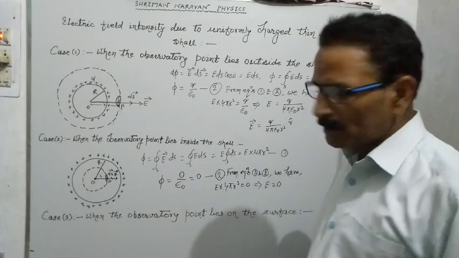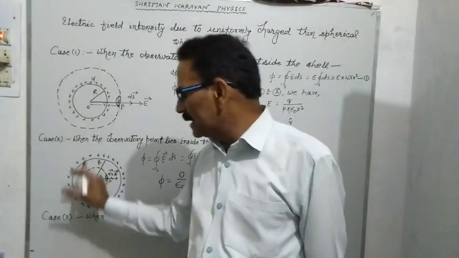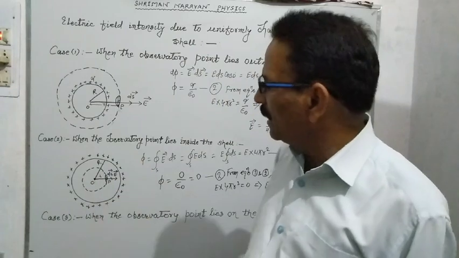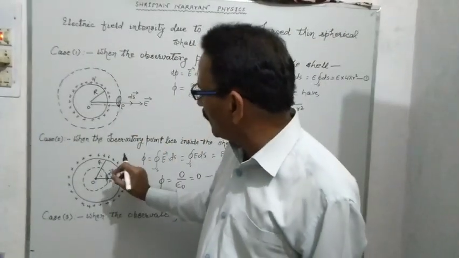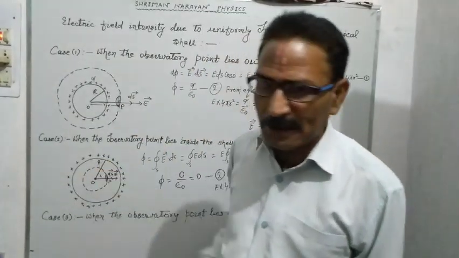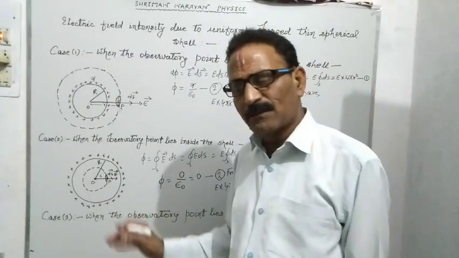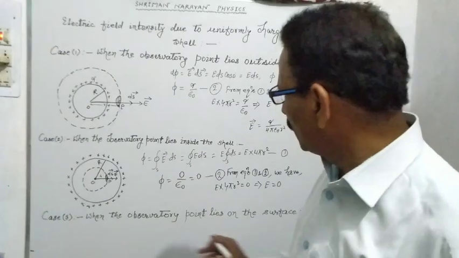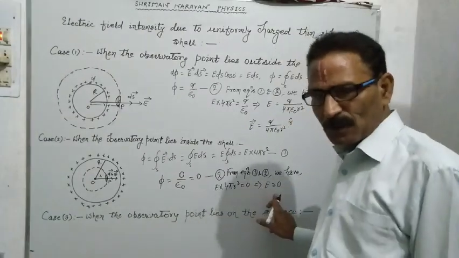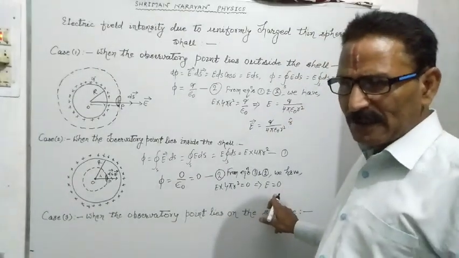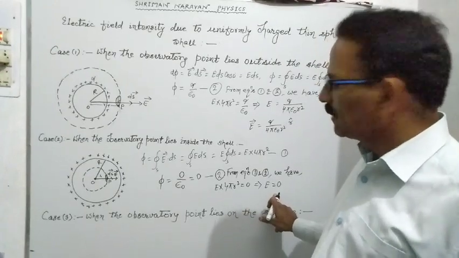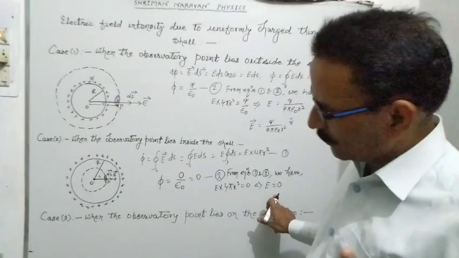My dear students, try to understand, this is a thin spherical cell. So for any point lying inside this spherical cell, if you calculate the value of electric field intensity, it will certainly come equal to 0. So the electric field intensity inside the spherical cell will always be 0.